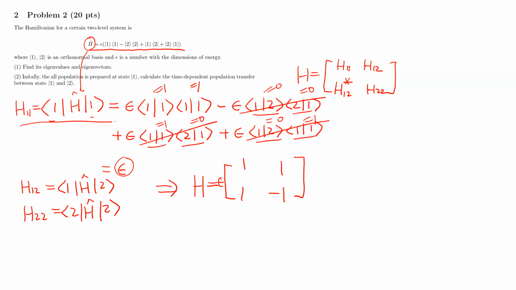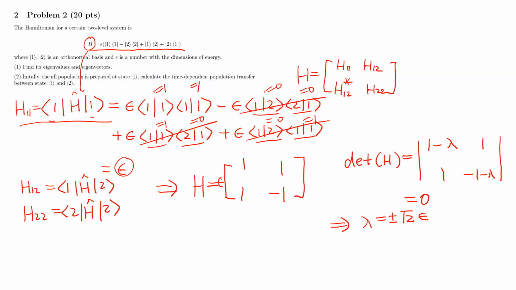Okay, next we need to find these eigenvalues and eigenvectors. For the eigenvalues, we need to solve the determinant equation, the characteristic equation. That is (1 minus lambda)(minus 1 minus lambda) minus 1, which we copy here. It should be equal to 0. Okay, and then it's relatively easy to get lambda equal to plus or minus square root of 2 times epsilon. So that is easy.